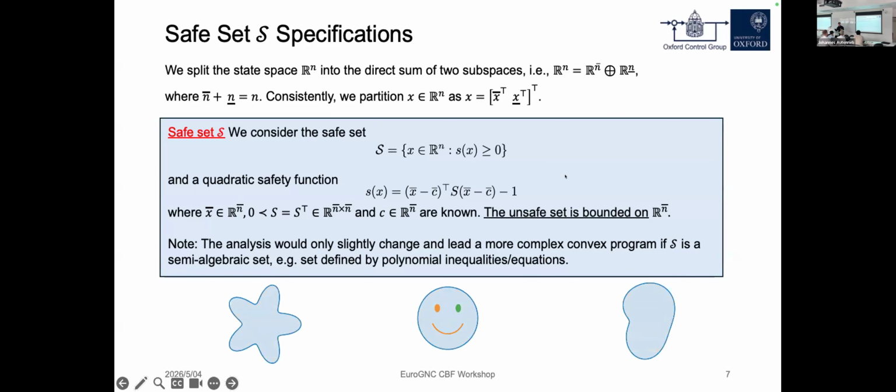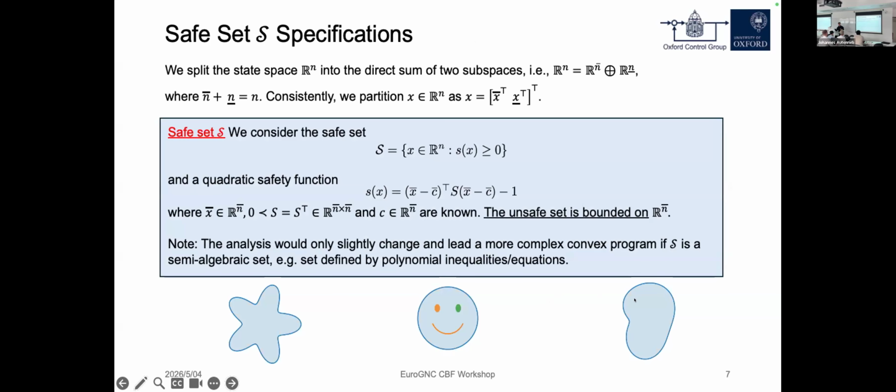For example, if your obstacle is star-shaped, this is a star-shaped obstacle. Or if your obstacle is a smiley face over here, where the blue regions are obstacle, and the orange eyes and mouth could be safe. And for this case, it's maybe a kidney shape over here. All these shapes would work if they can be described by polynomials.